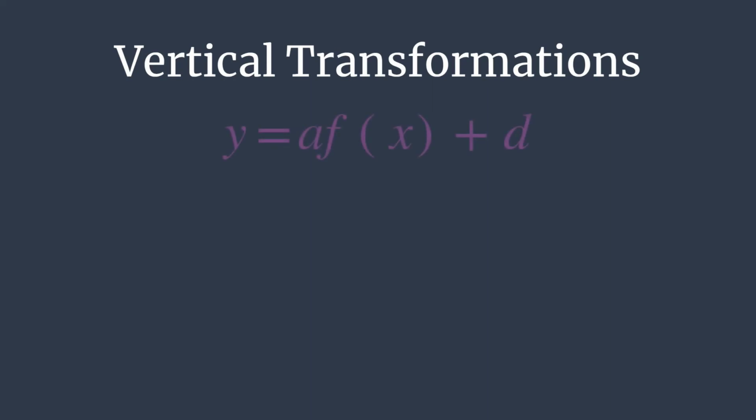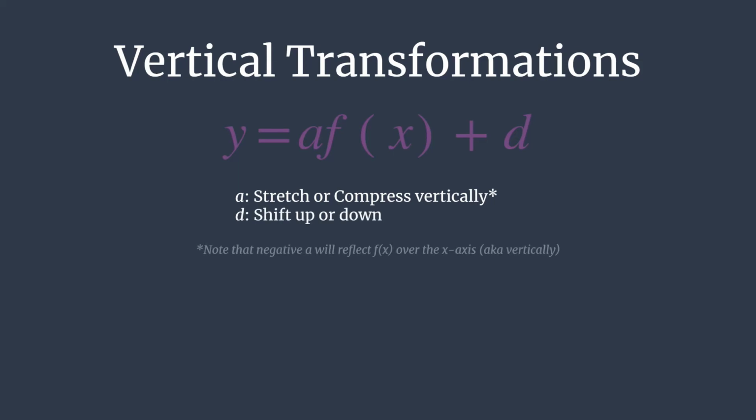So here we're zeroing in on the part of the equation that is the vertical transformations. So namely, that's our A and our D. So A is going to stretch or compress our graph vertically, and D will be a shift either up or down. And do note that if we have a negative value for A, that does cause a reflection similarly to our horizontal reflection, but this time it will reflect vertically or over the x-axis.